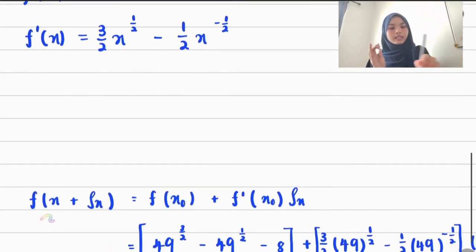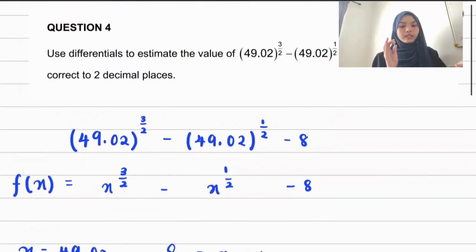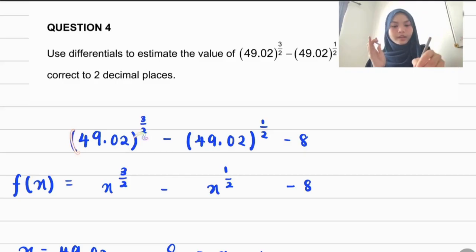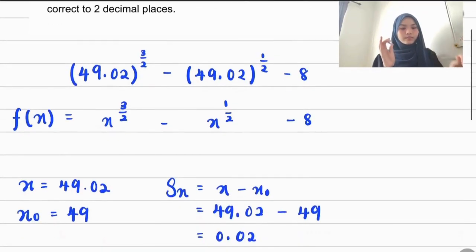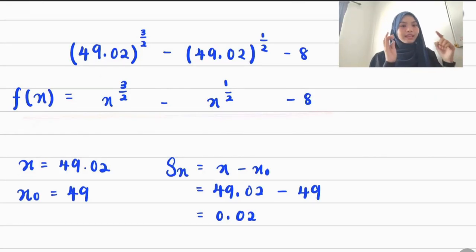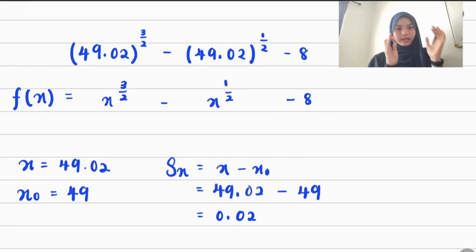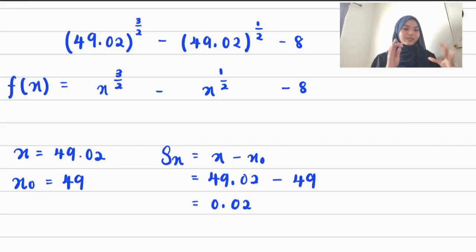So first things first, how to find the function f(x). Just write the given value all over again, but what is in the bracket becomes x. So it is written like this. For the value of x, as I said, it is the value in the bracket. x naught is the whole number closest to x, which is 49 for this question. Next, we need to find delta x, which is x minus x naught. And then we got the value, which is 0.02.